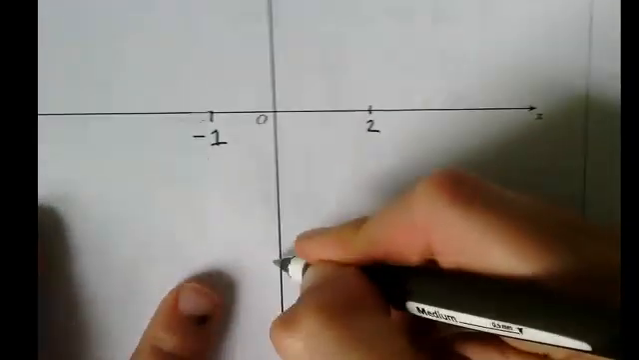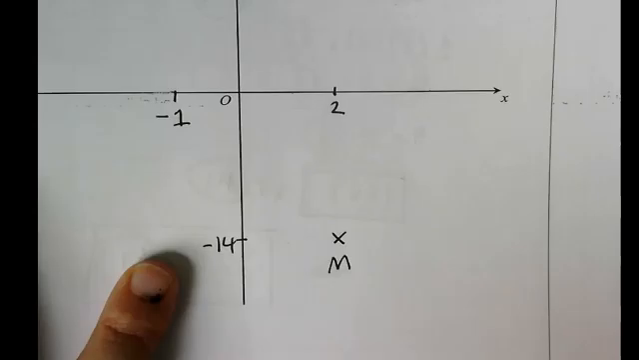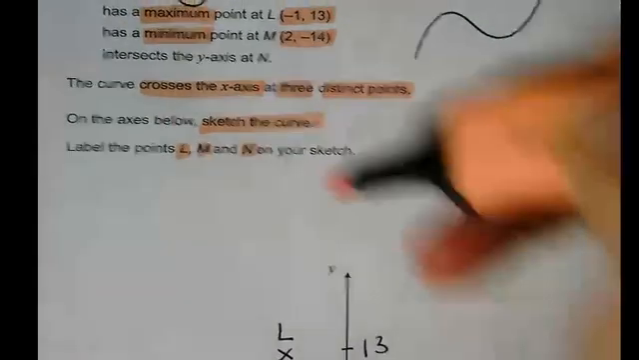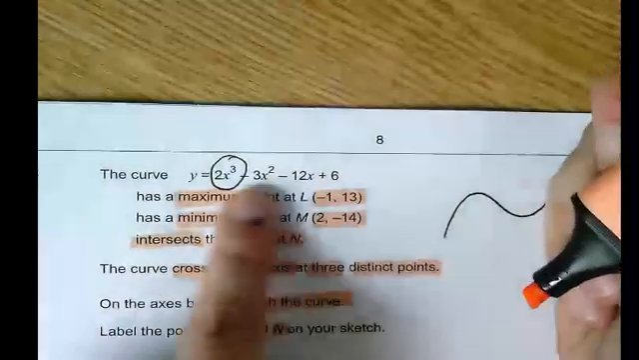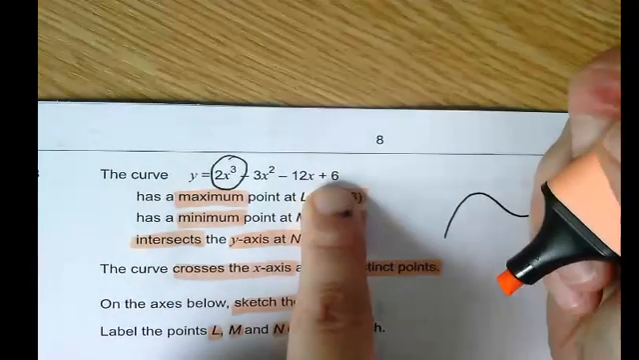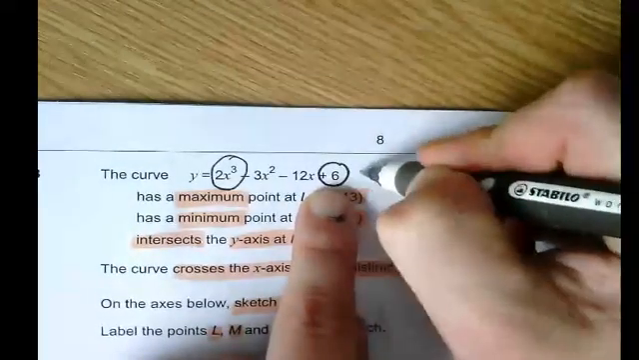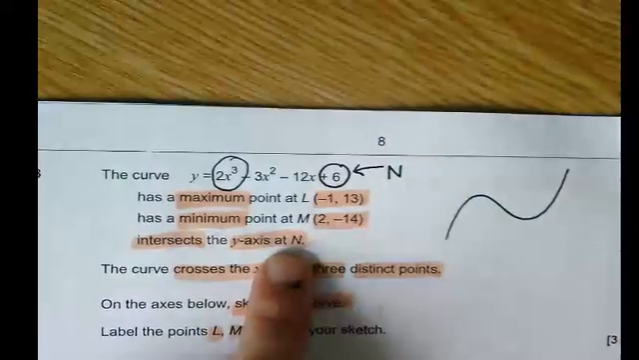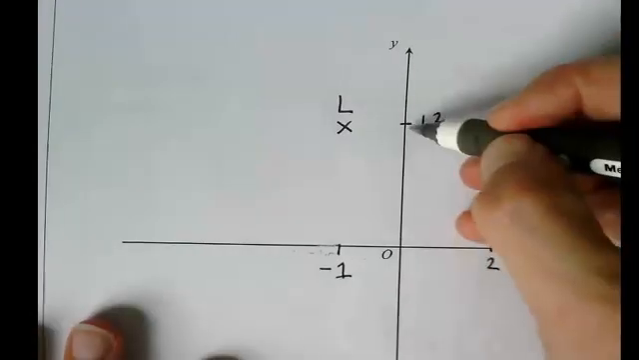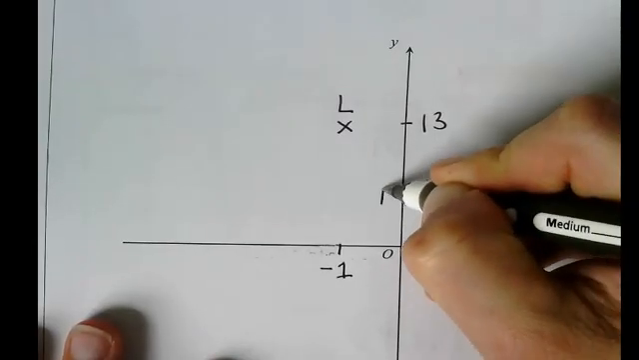M is (2, -14), so M is going to be down here. And then N is where it intersects the y-axis. I can actually read that from this form. The y-intercept is a bit like the c in y equals mx plus c. It's just the constant on its own. So 6 is where it intercepts the y-axis. That's going to be below 13, somewhere down here, and that is going to be N.